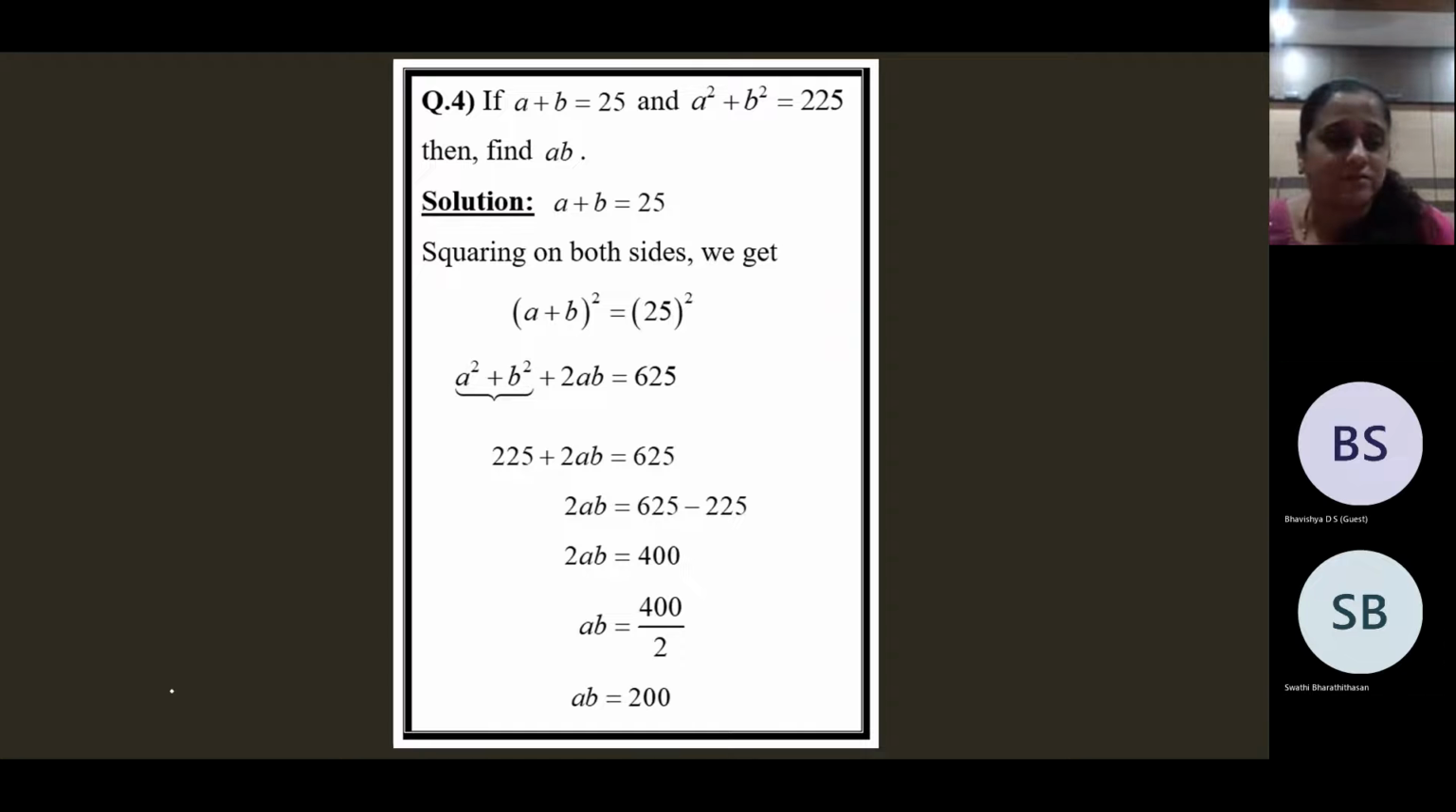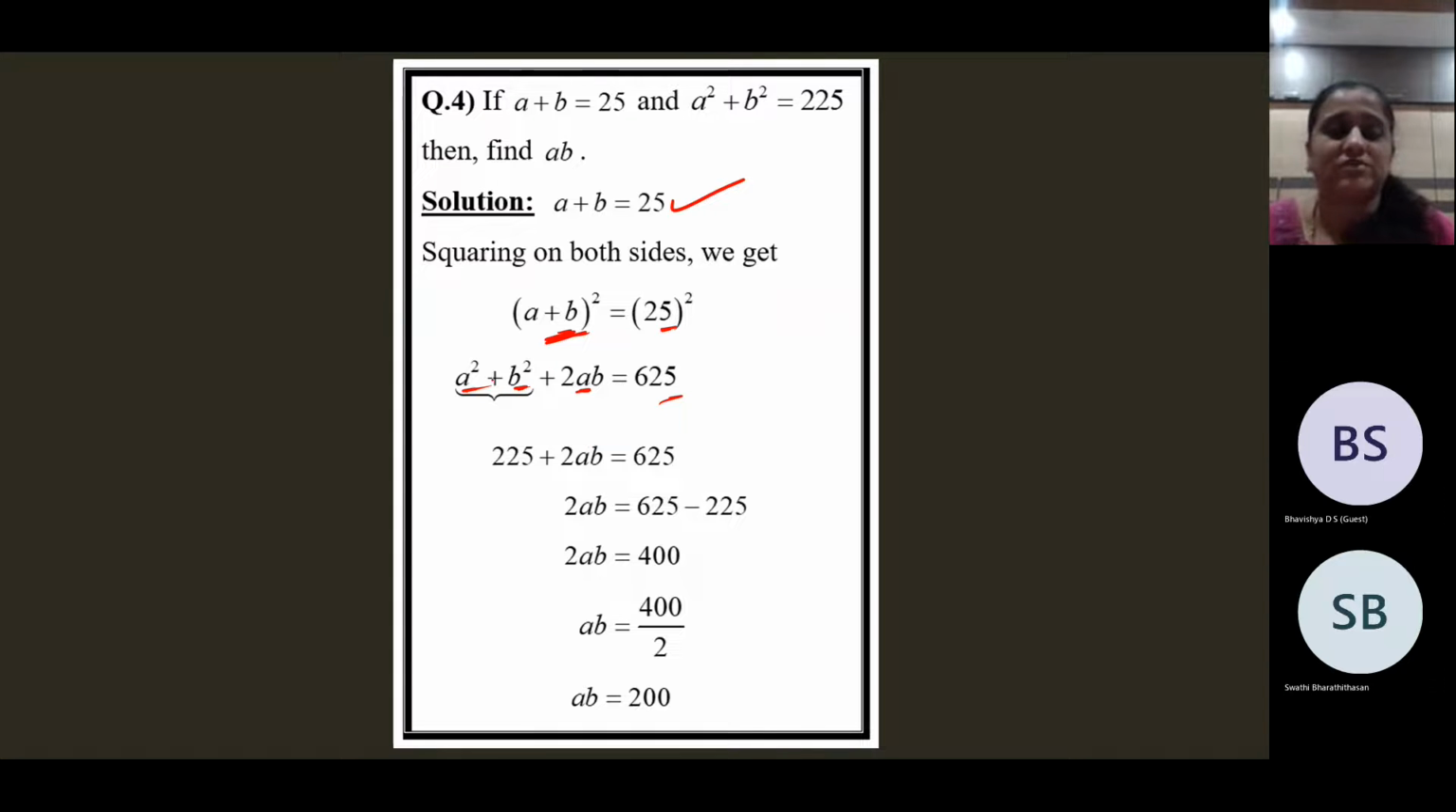So we are given that a plus b is equal to 25. So square on both the sides. Swati, your method also I will work. So what do you get? A plus b the whole square is equal to 25 square. Now expand this. What is a plus b the whole square? It is a square plus b square plus 2ab is equal to 625.